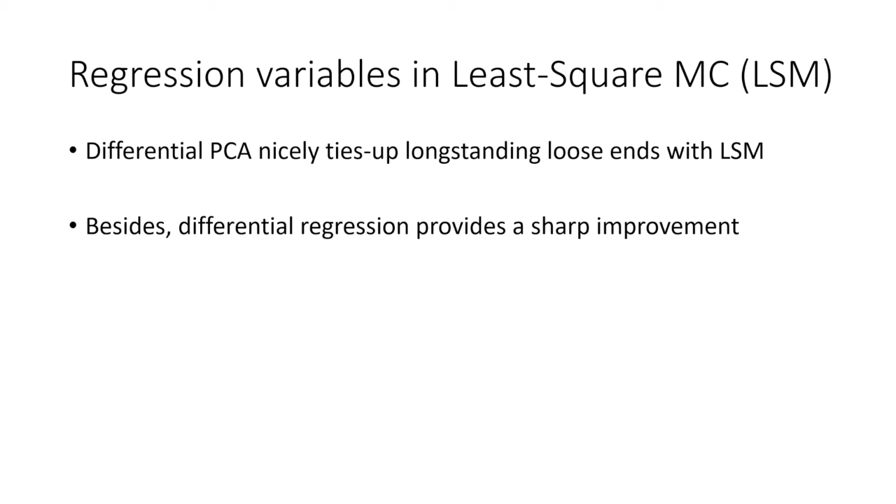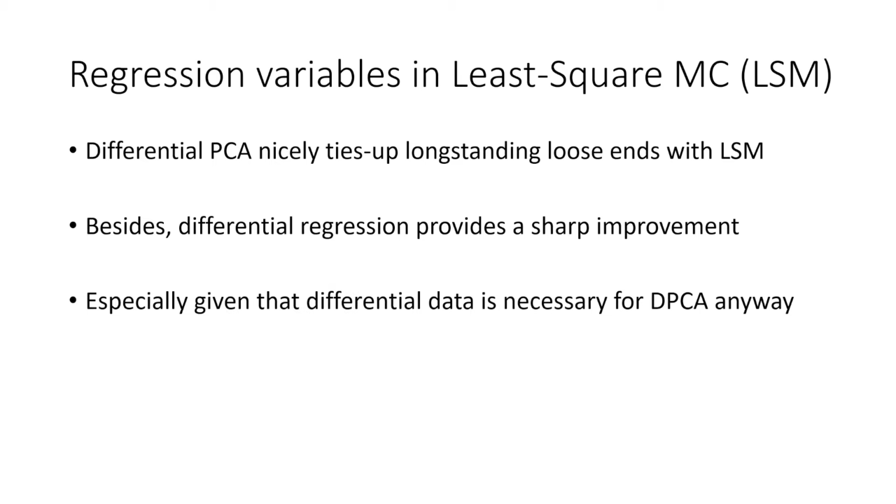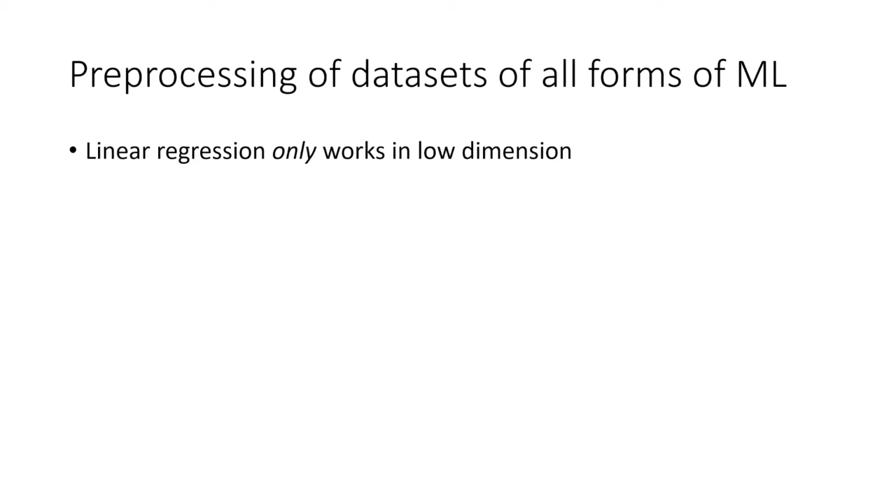In addition, differential regression provides a sharp improvement over classic regression. Since differential data is necessary for differential PCA anyway, you may as well reuse it for a much more effective differential regression. A second application is preprocessing datasets for all kinds of machine learning.